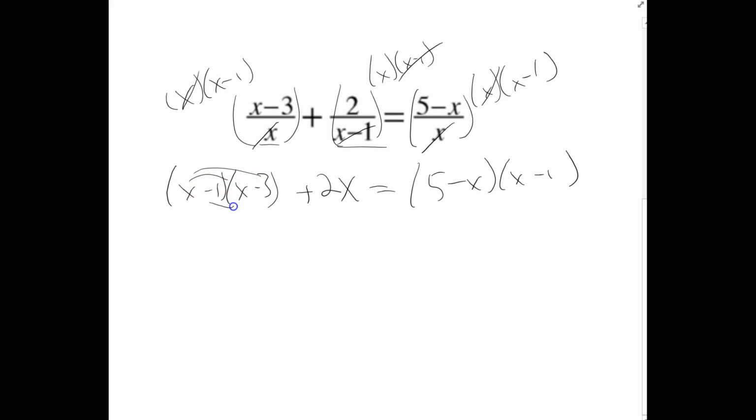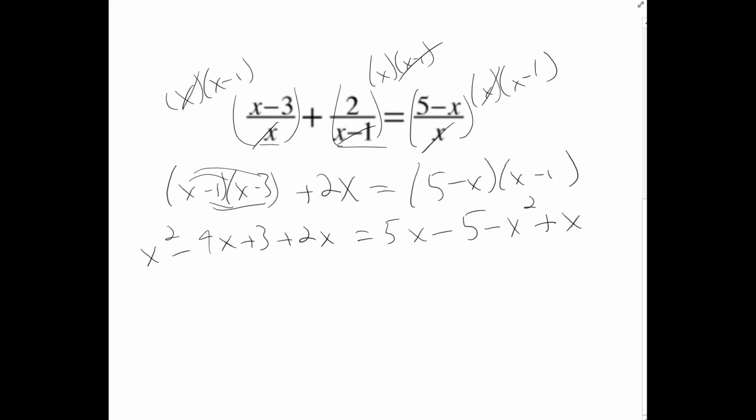We got a FOIL over here. X squared minus 3x minus 1x, plus 2x equals FOIL over here. I'm going to get, let's see, 5x minus 5 minus x squared plus an x. Okay, I got a lot going on here.